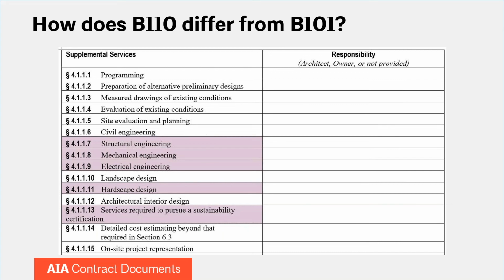This could include programming, hardscape, interior design, or audio-visual security low voltage system design. From the list of supplemental services, which have been edited to reflect the most common services for custom residential, the architect selects which services will be provided by the owner or the architect. And you can see in this table, the highlighted ones are the ones that are different and not common to 101.